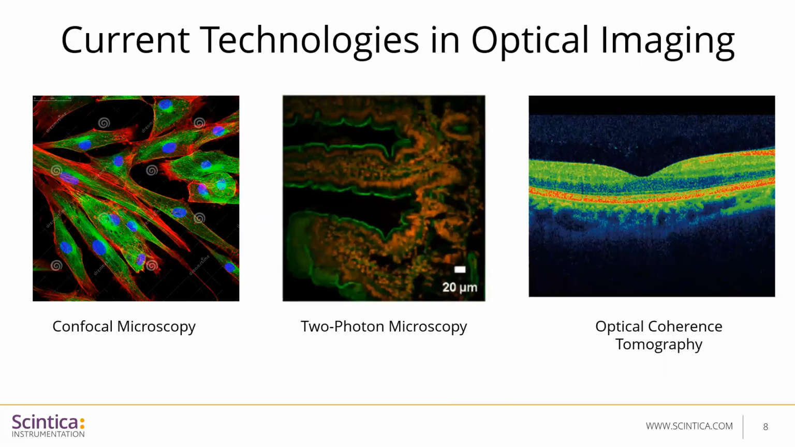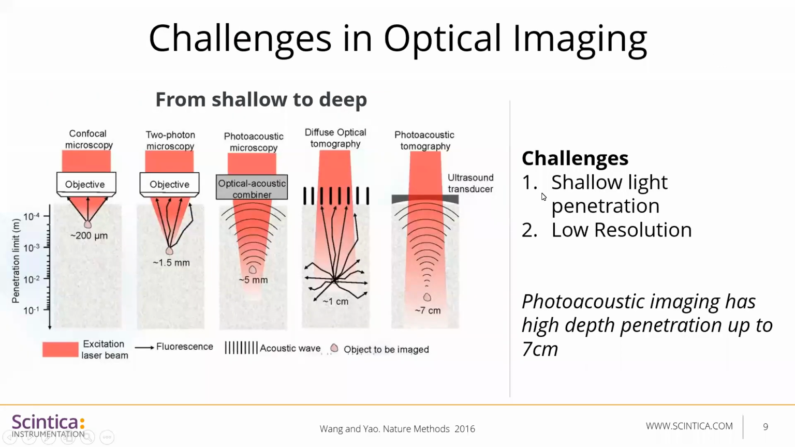The current technologies in optical imaging are confocal microscopy, two-photon microscopy, optical coherence tomography, and many more. However, there are certain challenges of optical imaging. One of the main challenges is the depth of light penetration. Light can be scattered or diffracted before reaching the source.